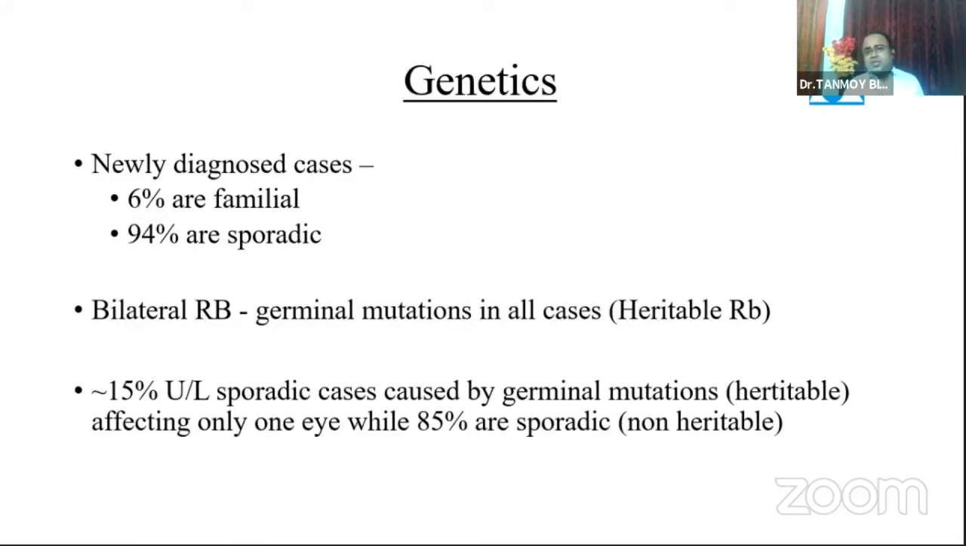Coming to the genetics, of newly diagnosed cases, 6% are familial, whereas 94% are sporadic. Bilateral retinoblastoma usually involves germline mutations in all cases. Around 15% of unilateral sporadic cases are caused by germline mutations affecting only one eye, whereas 85% are non-germline sporadic.